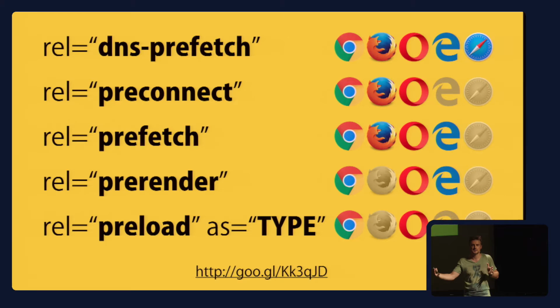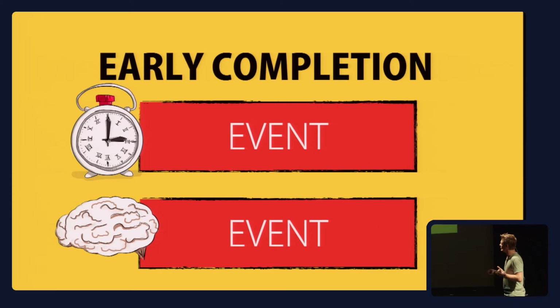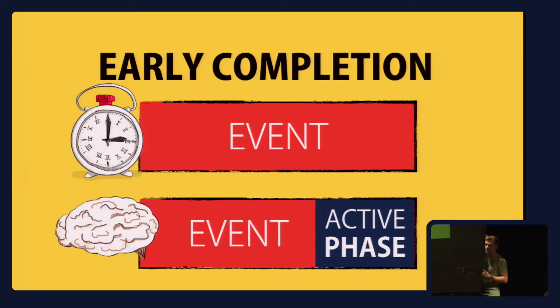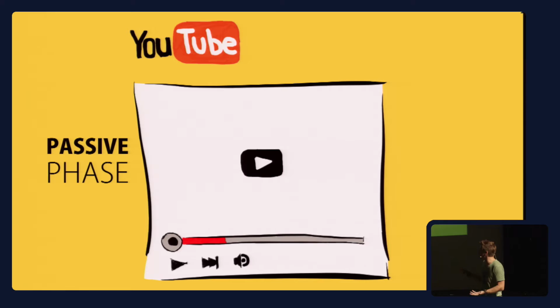Another technique called early completion, the same thing: we have an event that we want people to perceive as shorter. But in this case, we put the active phase at the end of the event. What are the examples? Well, probably one of the best examples on the internet is any video streaming service, like YouTube, for example. It all starts with a passive phase.